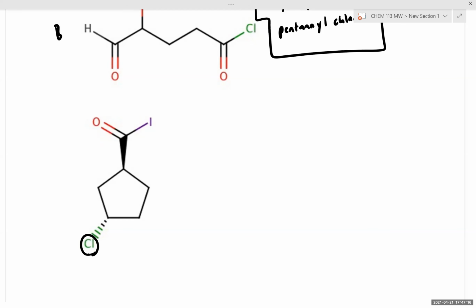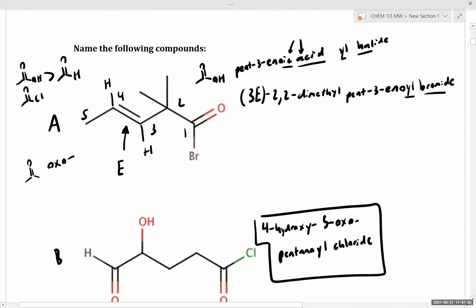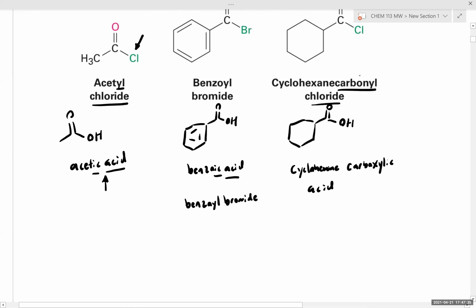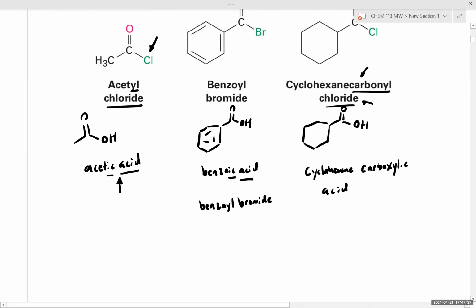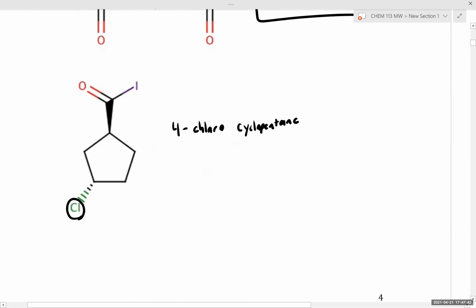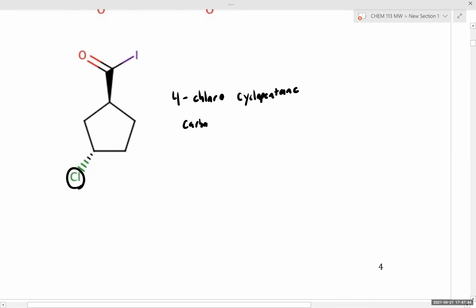So when it comes to naming it, would it be 4-chloro-cyclopentane carbonyl iodide or acetyl iodide? So we have 4-chloro-cyclopentane. So let's look. When we're talking about cyclic systems, we name it as carbonyl followed by the halide name. So you said carbonyl iodide? Yep, that looks reasonable. Yep, that looks perfectly reasonable.